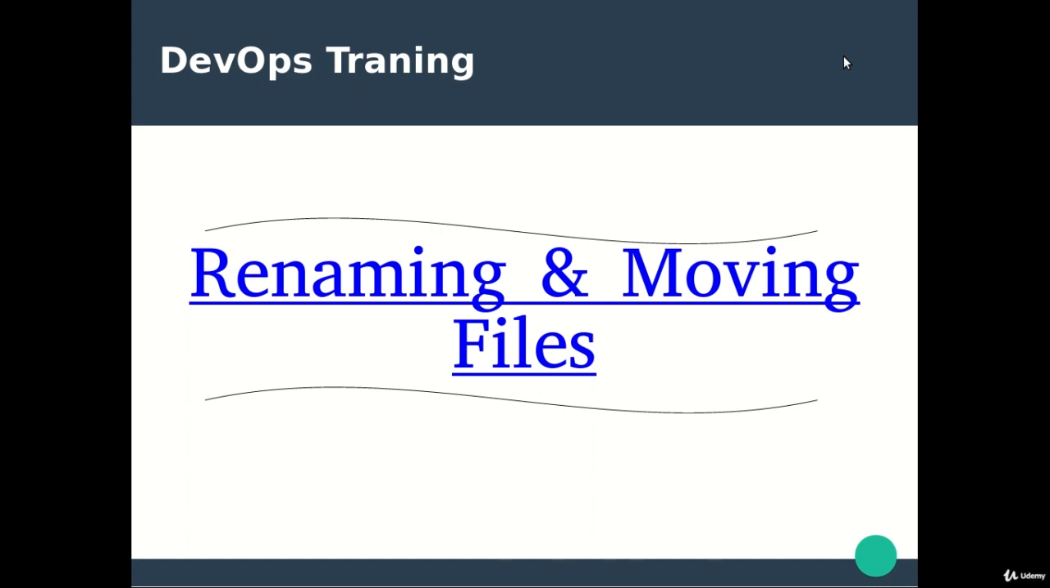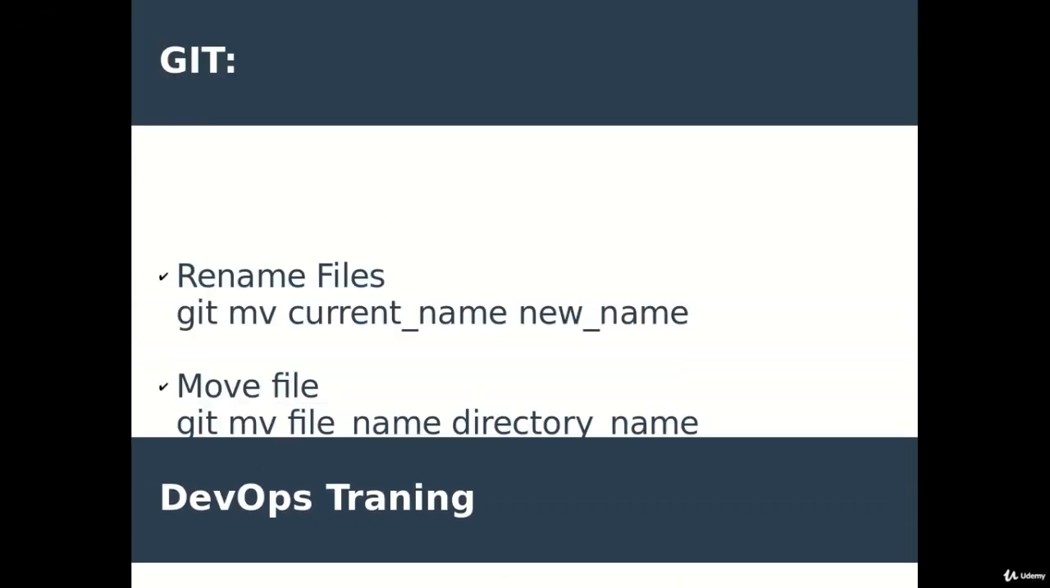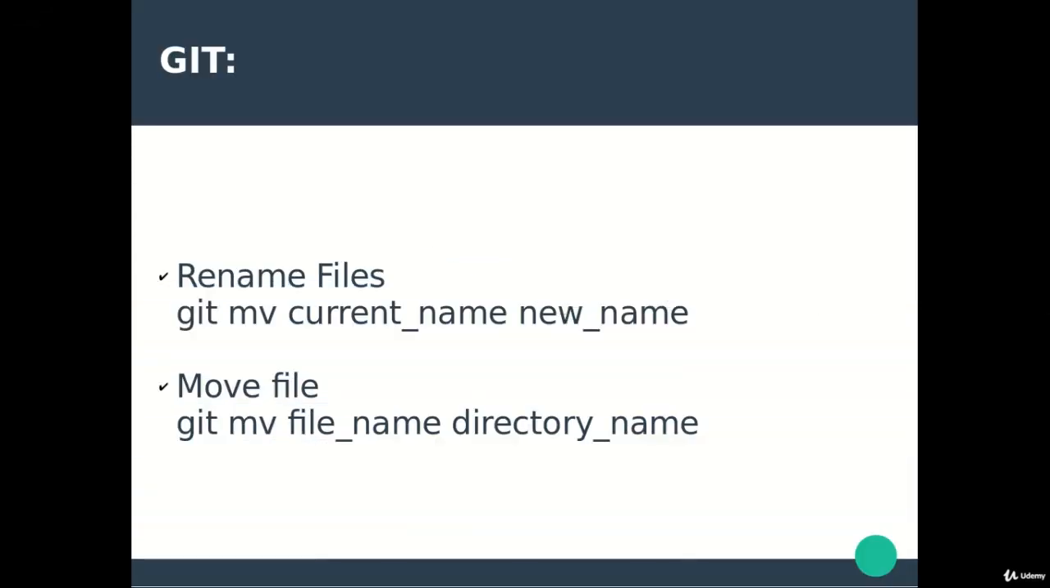And in this particular session, we are going to discuss how we can rename and move files in Git, right? So we are going to discuss these two things. First, we will see how we can rename a file in Git, and second, we will see how we can move files in Git from repository to repository, right?